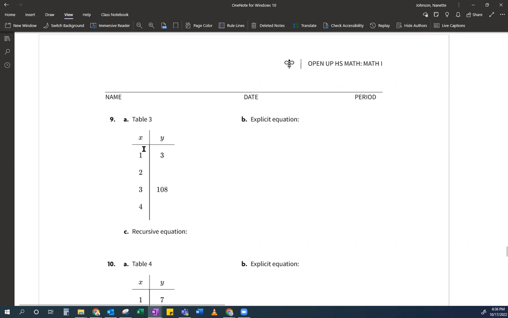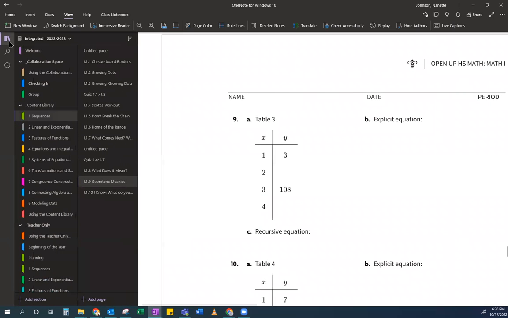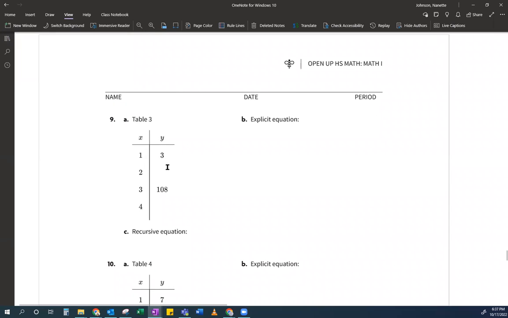Because this is a geometric sequence, I'm really looking at what are the explicit equation, what's the recursive equation, and what are these missing terms. So reminding you that geometric means we're going to be multiplying. Here, the dot, dot, dot means to multiply. So now I'm looking for the multiplier that goes from here to here and then from here to here.